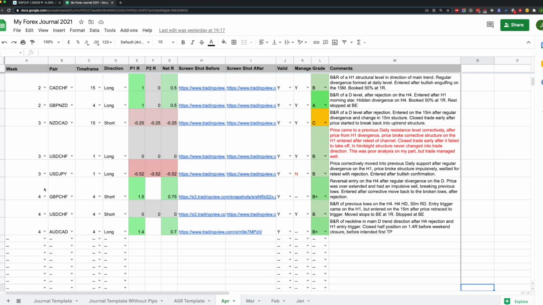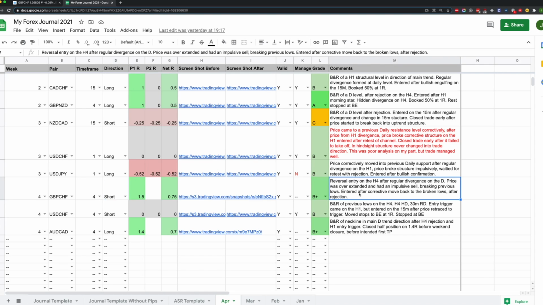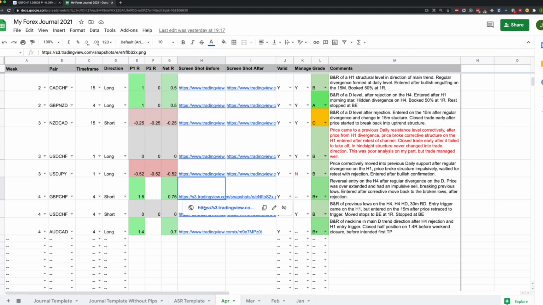So the first trade for me this week was here on GBPCHF. It was taken in the 4-hour time frame. It was a short position, right? It was a reversal entry, one of my reversal entry strategies. So this was a reversal entry on the 4-hour time frame after regular divergence on the daily. Price was overextended and had an impulsive sell breaking previous lows, entered after a corrective move back to the broken lows after rejection. All right, so this was the trade here at the time of entering.